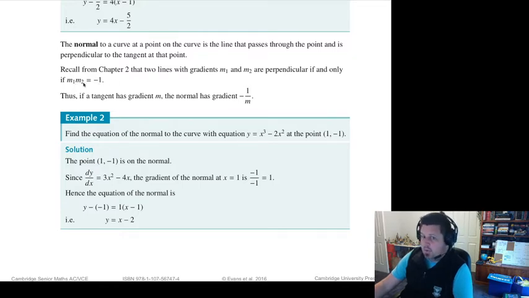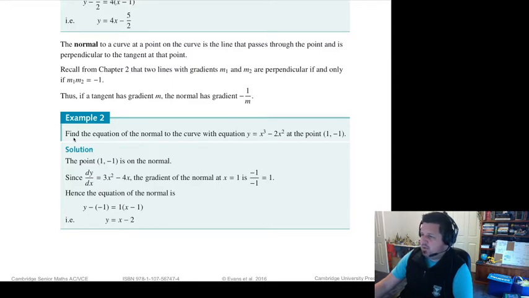Using that rule, if the tangent has a gradient of m, you can work out the normal's gradient as -1 over m, because that way, when you multiply the two of them together, it comes out to -1. This is very, very useful. Sometimes people forget that, so I would be making a note of it.